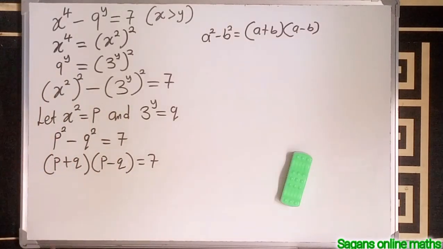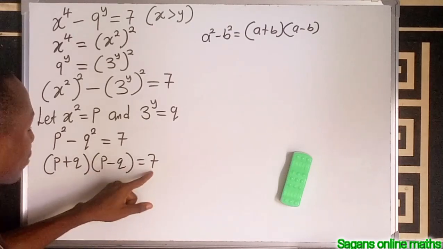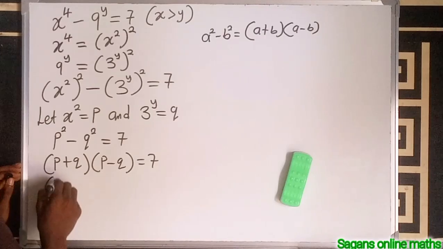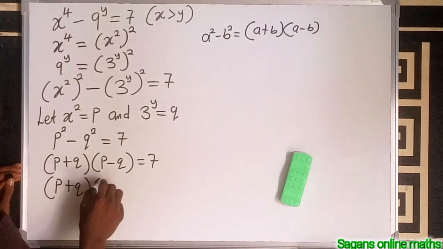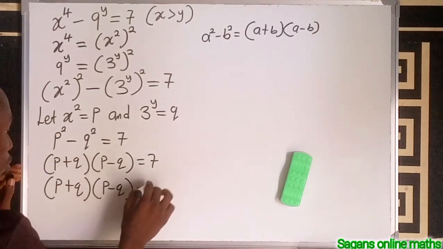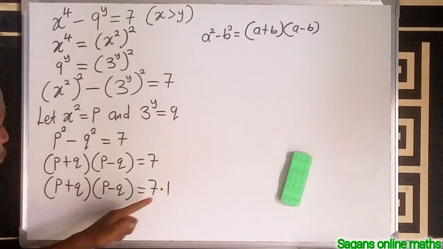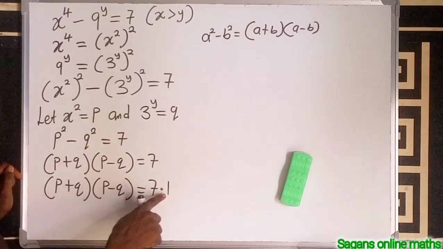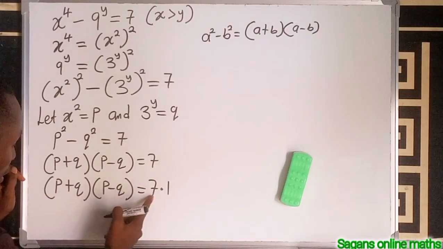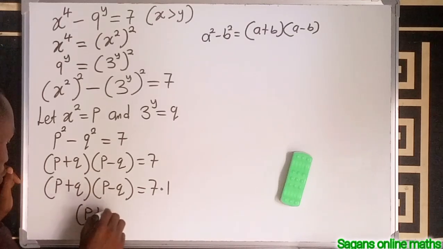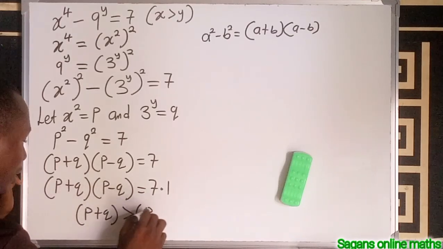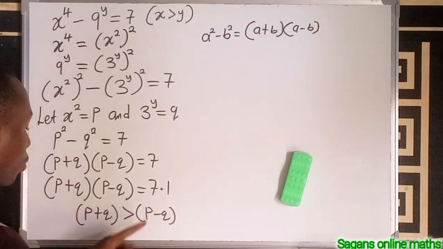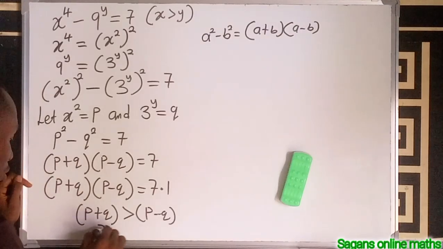So since the factors of 7 are 1 and itself, we are not wrong if we decide to write 7 as 1 multiplied by 7. So that this is p plus q multiplied by p minus q equals 7 multiplied by 1. 7 times 1 will still give us 7, because this is a product and this is a product. So since p plus q is greater than p minus q, because sum must be greater than difference, because sum is addition while subtraction is reduction, that means 7 is also greater than 1.